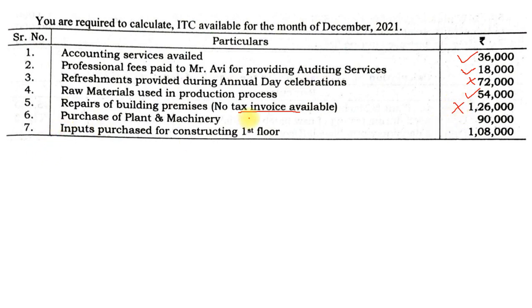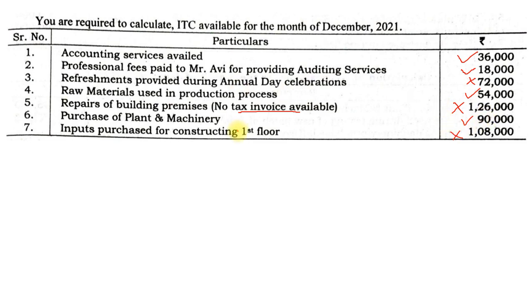Purchase of plant and machinery, it's normal plant and machinery, yes, on that ITC is available. Input purchase, that is material purchase for construction. Remember, when you're purchasing anything for construction other than plant and machinery, nothing else can you get availment of ITC. So input of raw material for construction, no, on that also no. So basically, you have 36,000 plus 18,000 plus 54,000 plus 90,000, which comes to around 1,98,000. That will be the value of ITC.